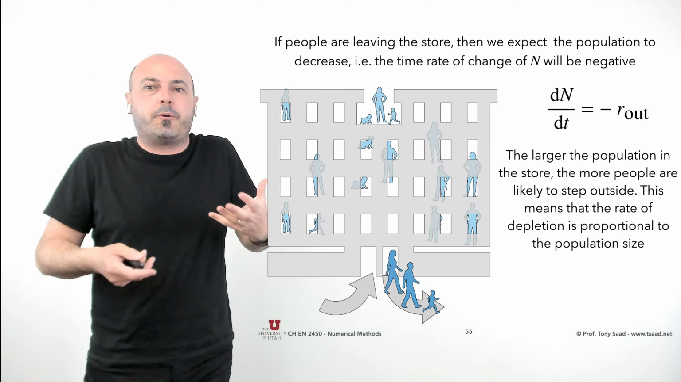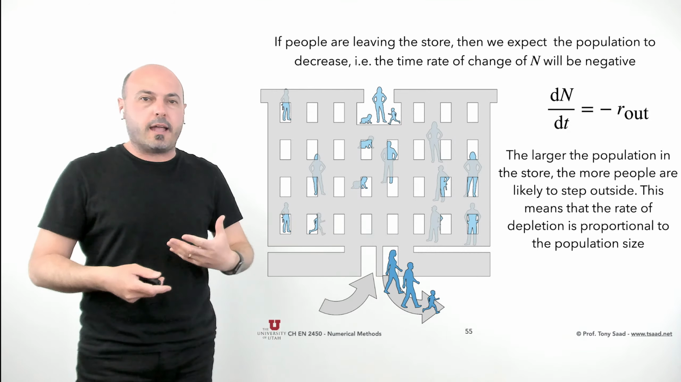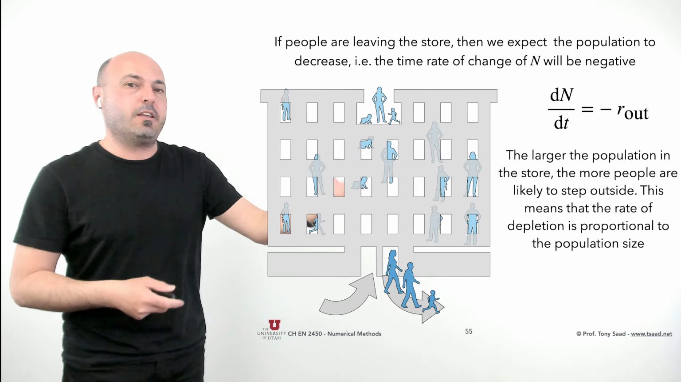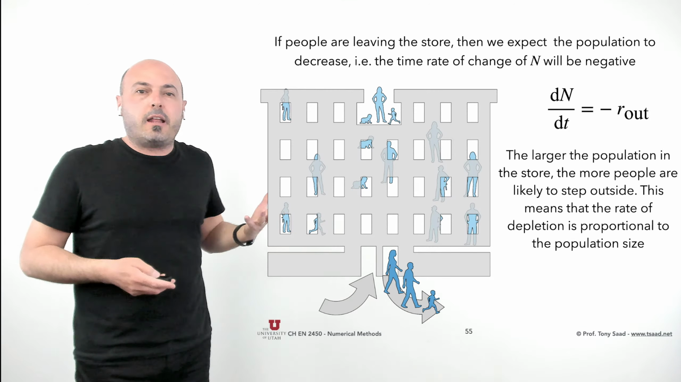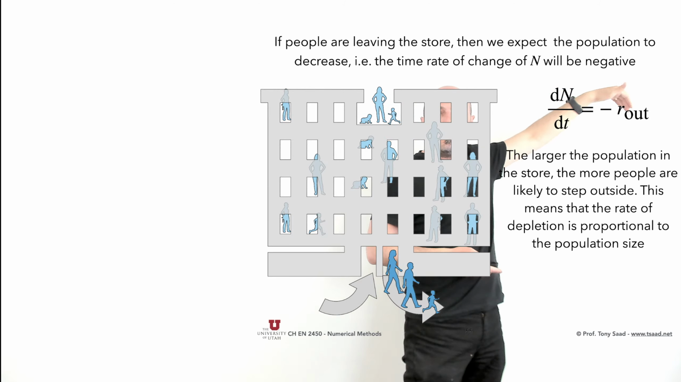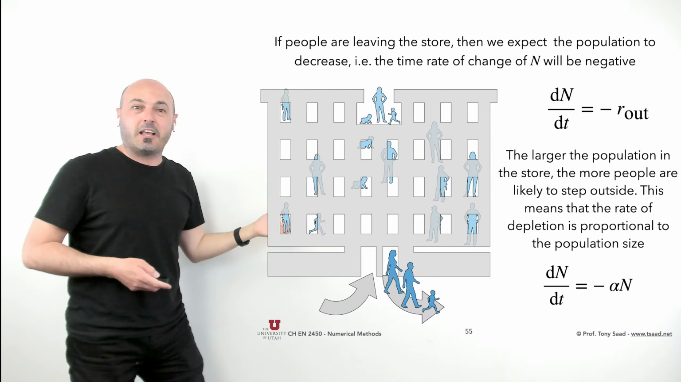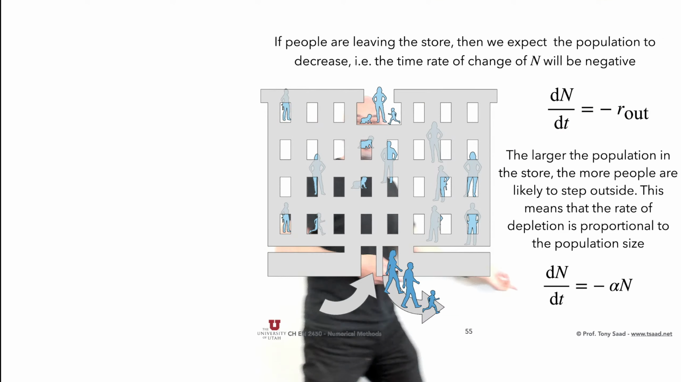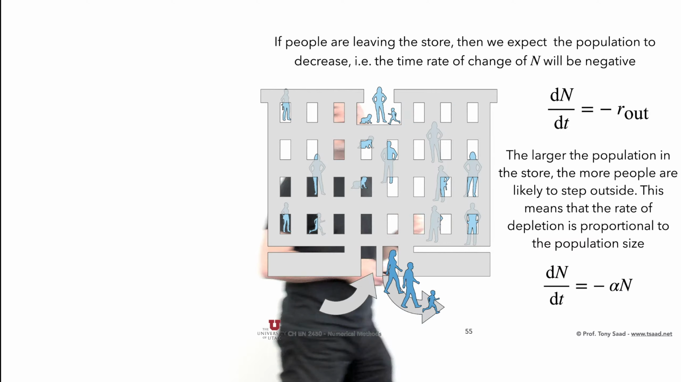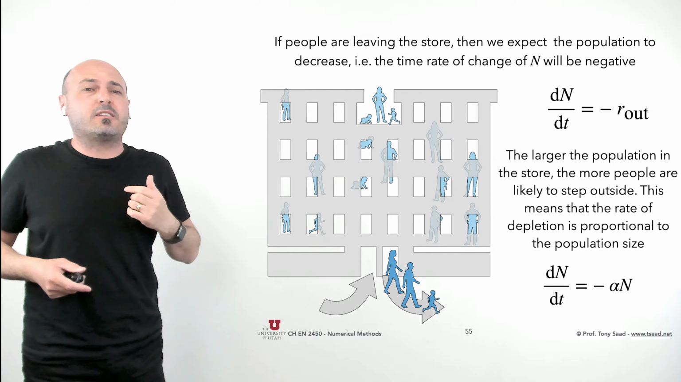Okay. Now, like we talked about the lobster population early on, or paramecium, the larger the population in the store, the more people are likely to step outside, because you have more chance that people are going to leave the store. And then you could argue that this rate of people leaving the store is proportional to the population in the store itself. So you write this as minus alpha times n. Okay, that's how you build these ODEs. It just makes sense. You could say minus alpha squared.